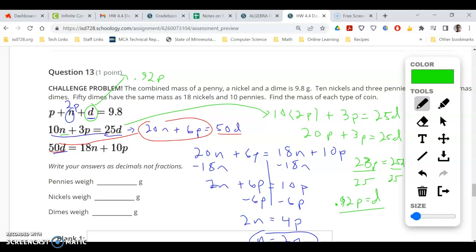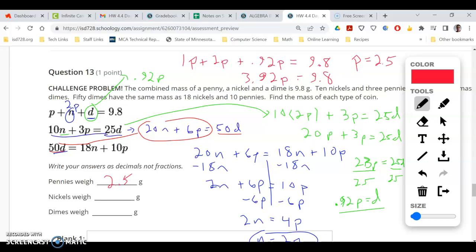Now if I rewrite this equation, I have it all in terms of P. So I have P plus 2P, because a nickel is worth 2P, and a dime is worth 0.92 penny, and that all equals 9.8. Now I'm going to add these up. 1P plus 2P is 3P, plus 0.92 is 3.92P. I don't know why I can't write. Then if you divide by 3.92, we get a penny is equal to 2.5, I think. So that's the weight of a penny.